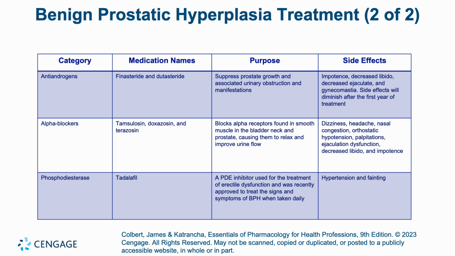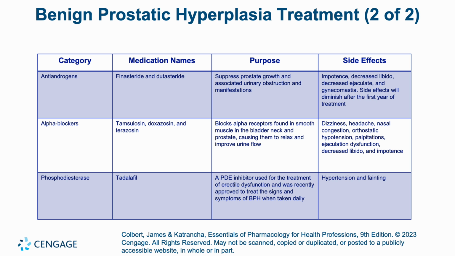It can be that simple when you're doing patient education, and I want you to think about that when you're doing your medication pamphlets, because we really want patients to be able to understand what we're saying. So we need to be mindful of the words we use and make it more simple. The side effects of your alpha blockers are dizziness, headache, nasal congestion, orthostatic hypotension, palpitations, ejaculation dysfunction, decreased libido or sex drive, and impotence.